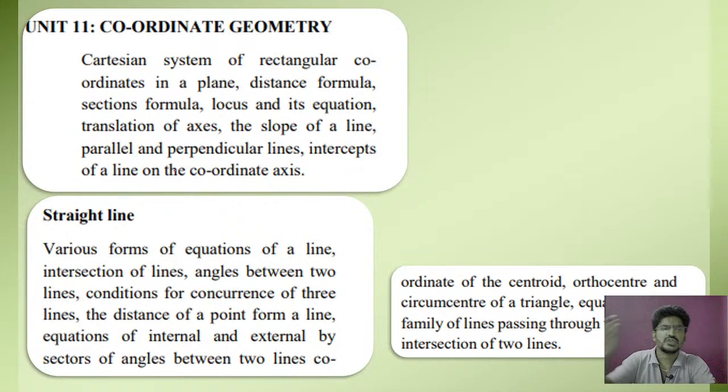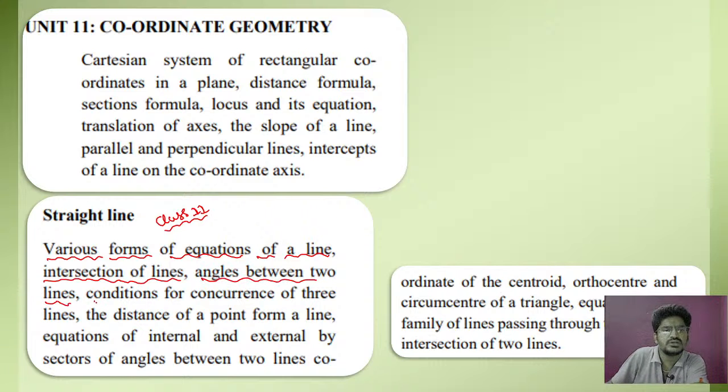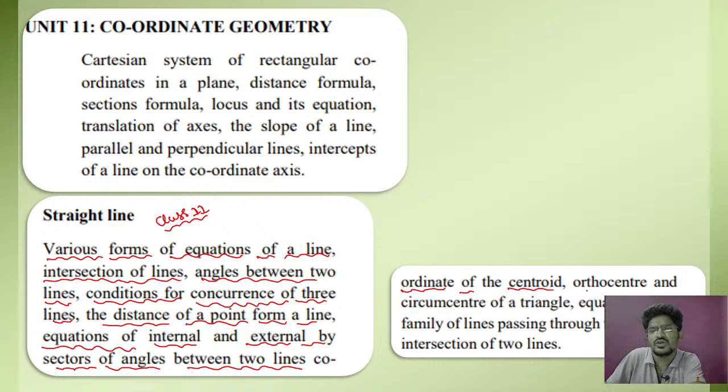Okay, so next, coordinate geometry. Here you can see straight line, this is from class 11, and you can go through it: various forms of equations of a line, intersection of lines, angle between two lines, conditions for concurrence of three lines, the distance of a point from a line, equations of internal and external bisectors of angles between two lines, coordinates of the centroid, orthocenter and circumcenter of a triangle, equation of the family of lines passing through the point of intersection of two lines.